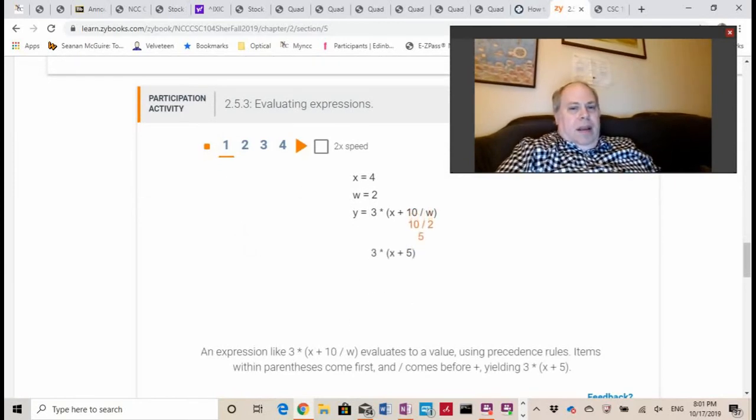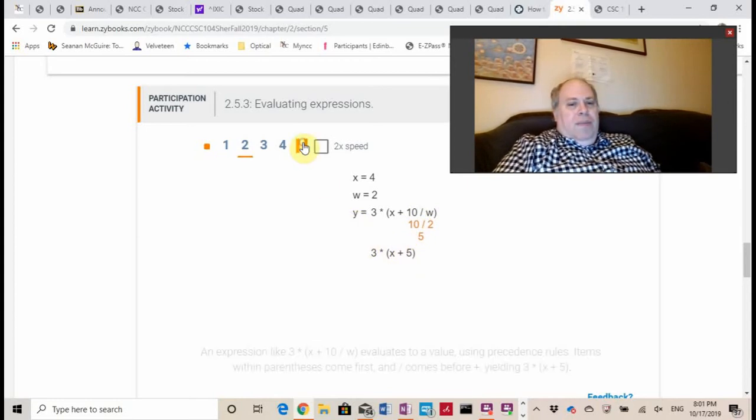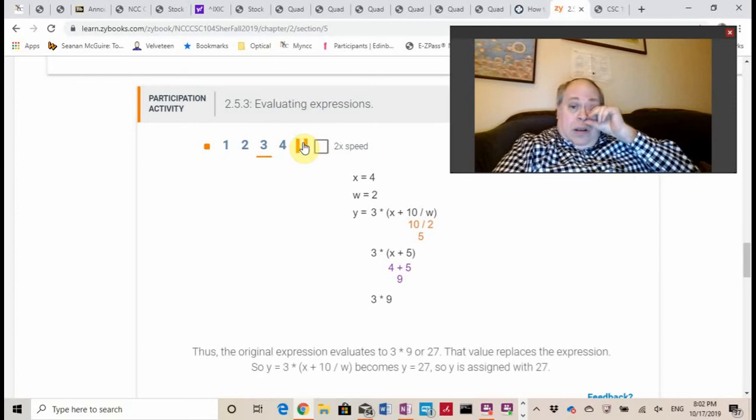So here we see we get x equals 4, w equals 2, y equals 3 times x plus 10 over w. The first step is to take 10 over w, because that has higher precedence. That gives us 5. So now we're going to do 3 times x plus 5. We simplified that. Now we put x is 4, so 3 times 4 plus 5. So now it becomes 3 times 9. And now we know that y is 27.